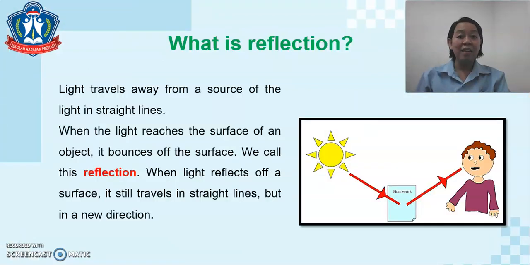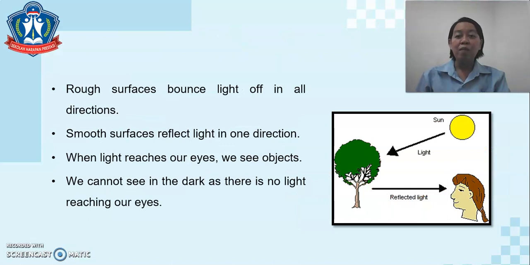So let's start learning. What is reflection? Light travels away from the source of the light in straight lines. When the light reaches the surface of an object, it bounces off the surface. We call this reflection. When light reflects off the surface, it still travels in straight lines, but in a new direction. Rough surfaces bounce light off in all directions, while smooth surfaces reflect light in one direction.